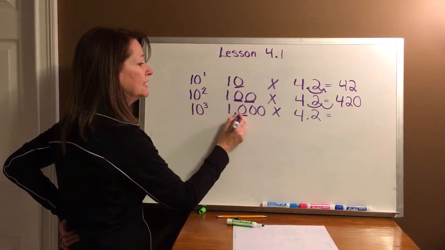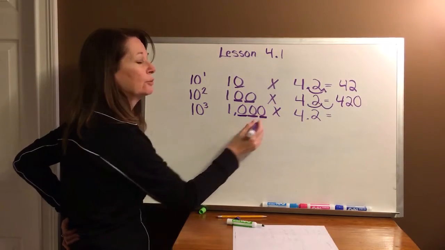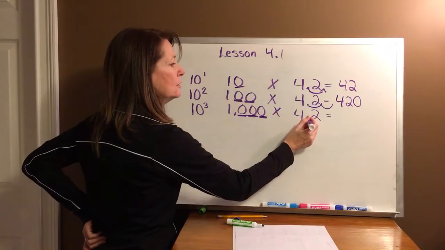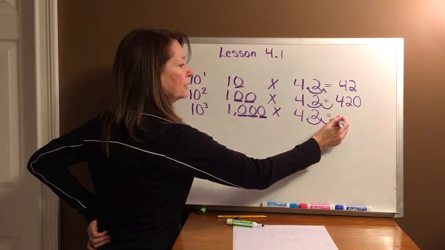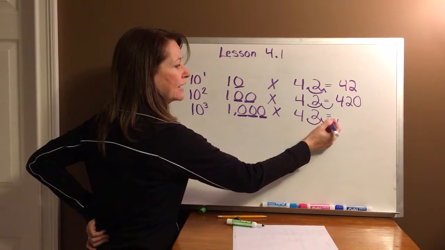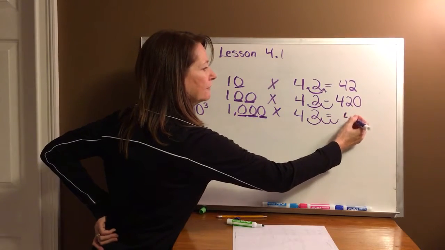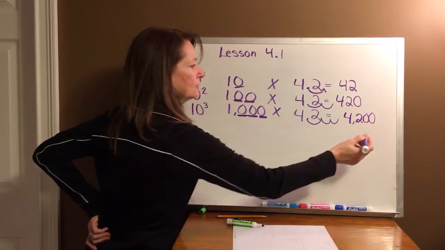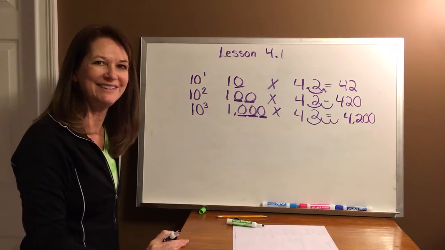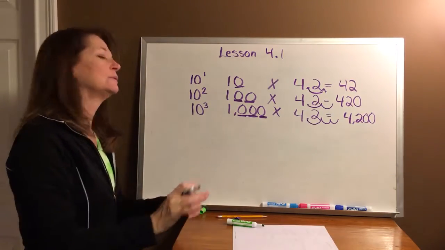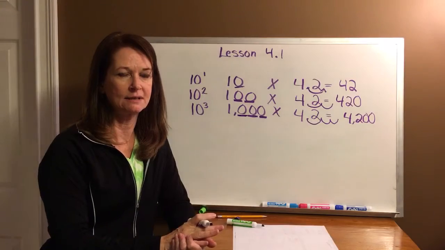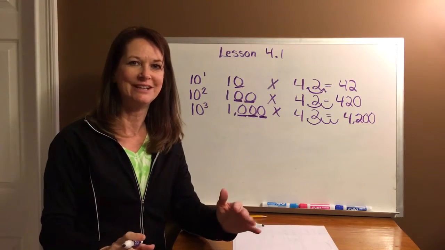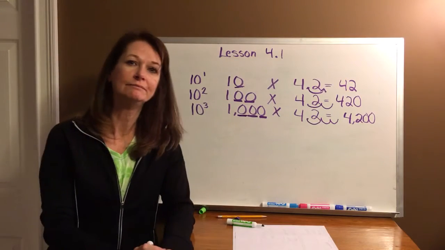So now move the decimal point 1, 2, 3 places. Move the decimal 3 places to the right. 1, 2, 3. That's going to be 2 zeros tacked on. So we're going to have 4,200 as our answer. I'm sorry, that's a little wobbly over there. Okay, so guys, it's really important now that you go practice this. It's a matter of moving decimals. All right, again, this was lesson 4.1. Good luck.